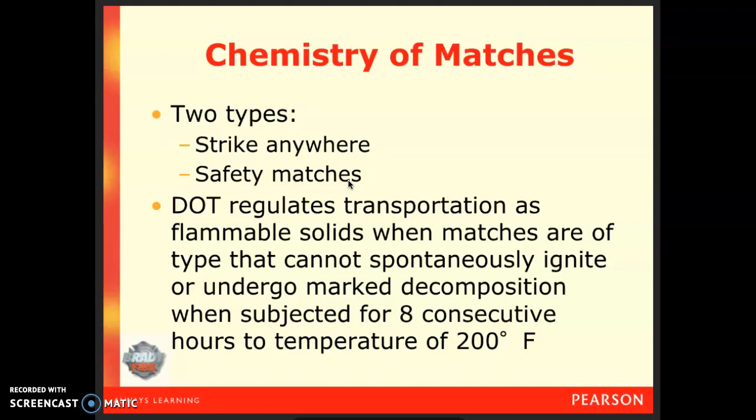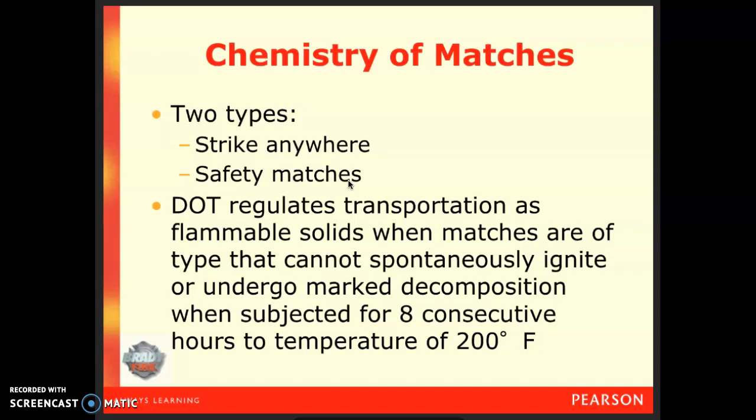Now, in either case, the DOT regulates their transportation as flammable solids, so class 4 materials. This applies when they are the type that cannot spontaneously ignite or undergo decomposition when subjected to 8 consecutive hours of 200-degree temperatures or greater.